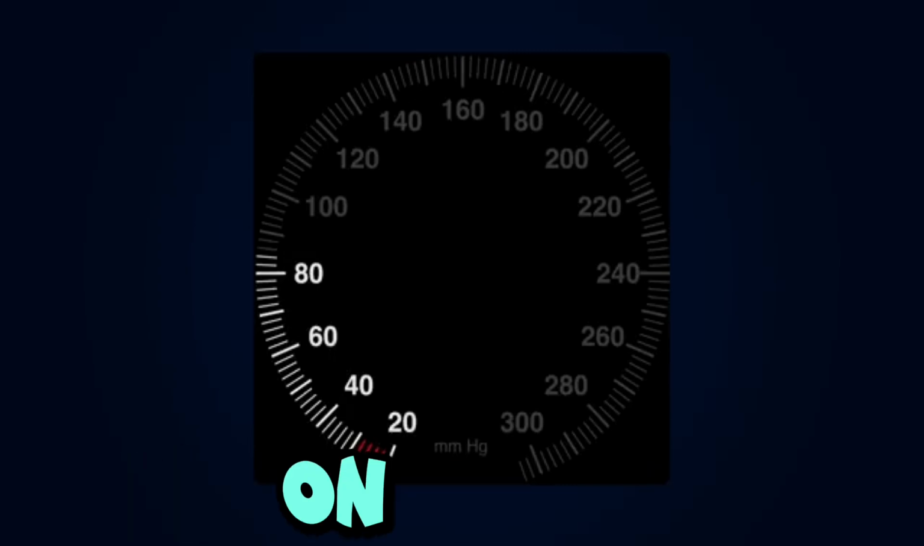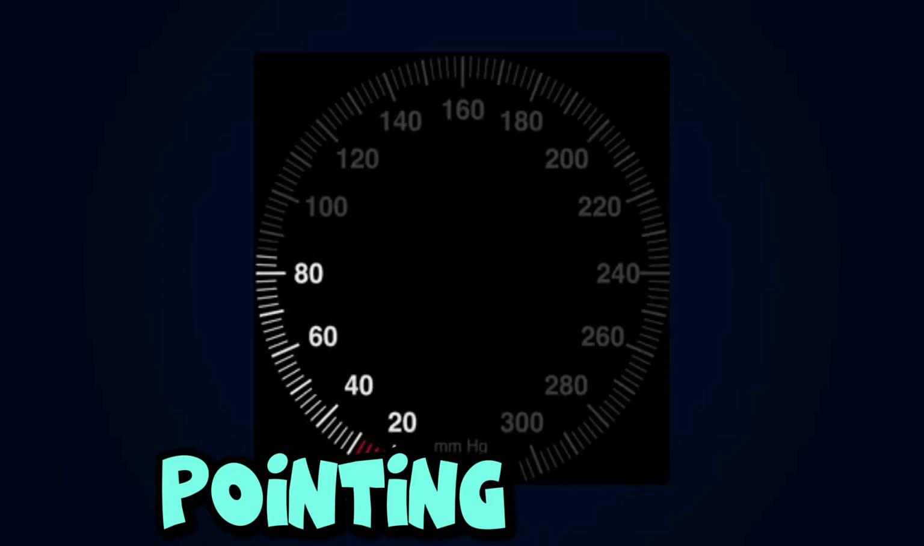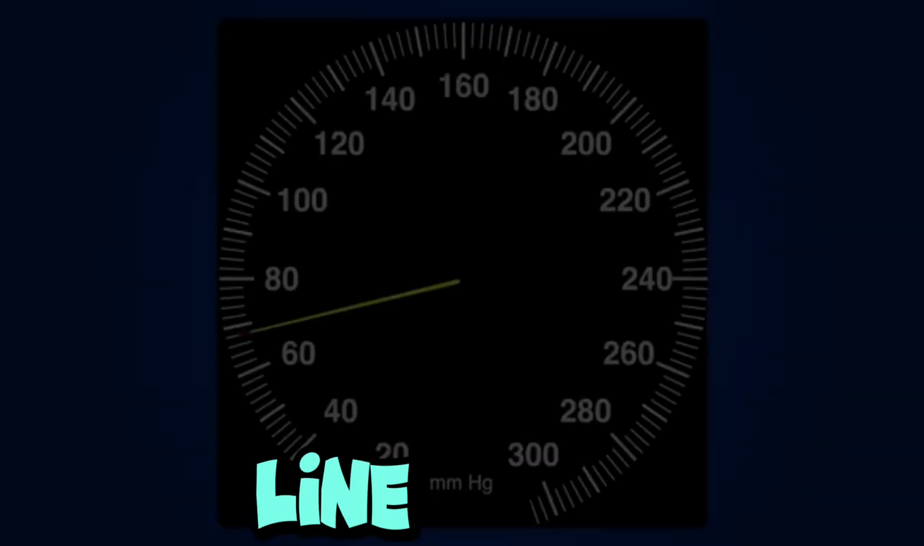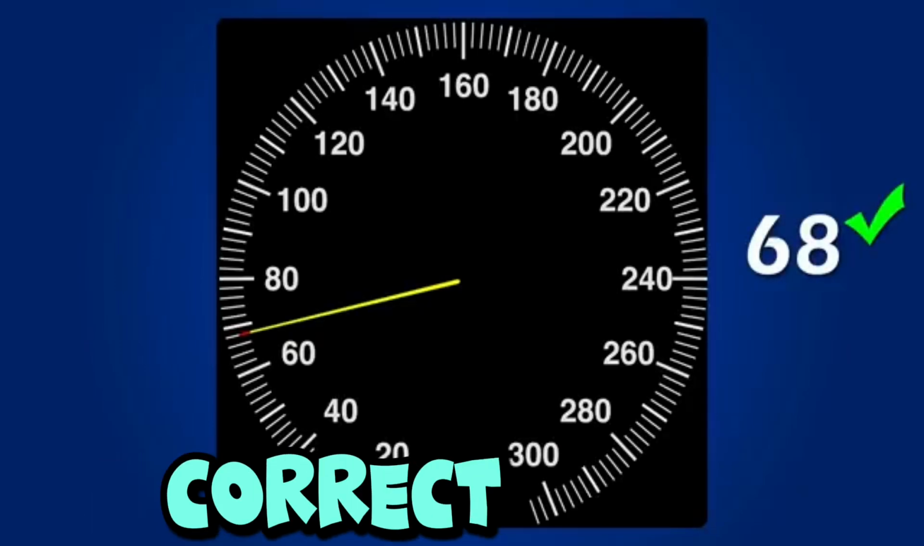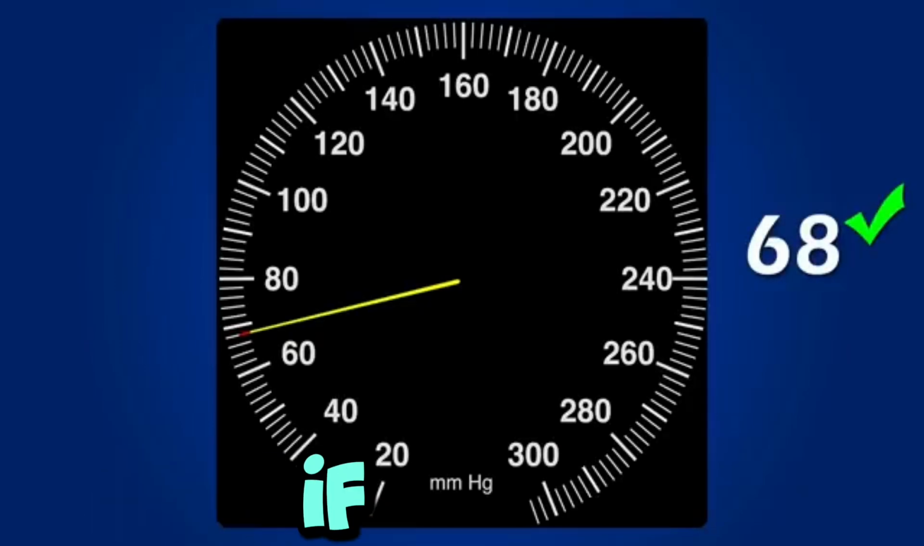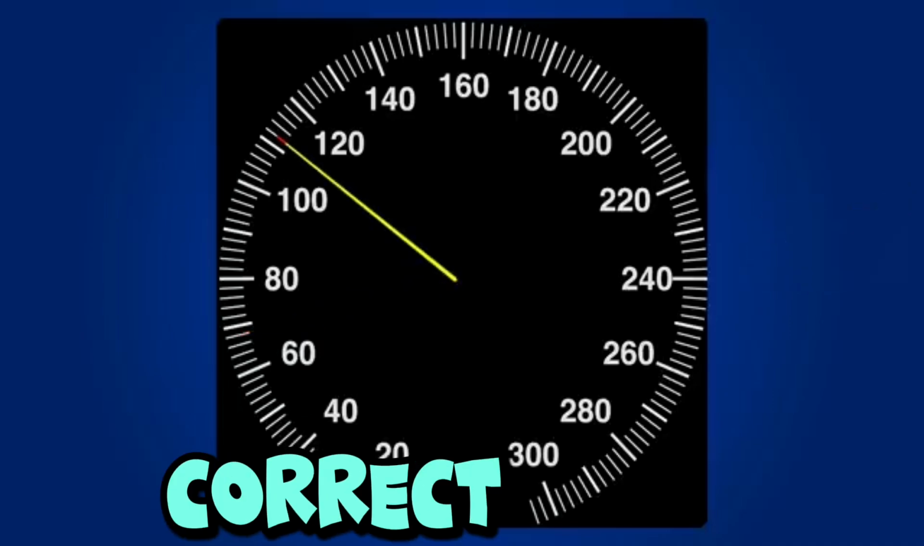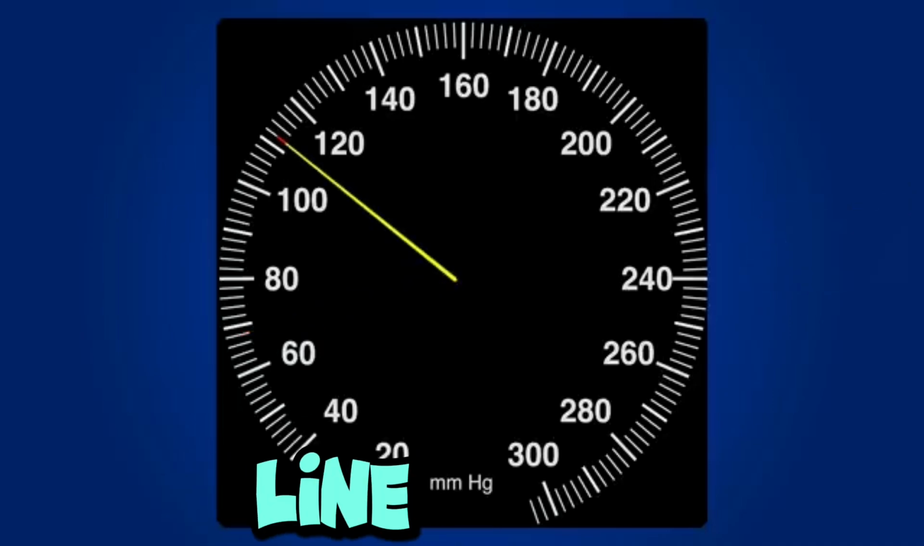Now, displayed on the dial, concentrate on the tip of the needle and the line that it's pointing to. How much does this line represent? If you stated 68, you are correct. And how much does this line represent? If you stated 112, you are absolutely correct. Great job. And if you stated 294, you are correct. So, how much does this line represent?